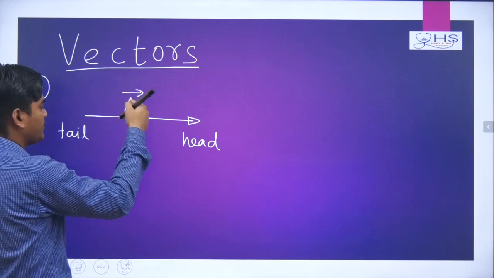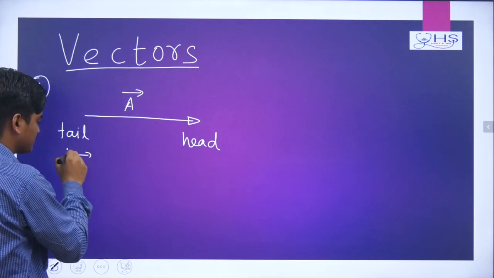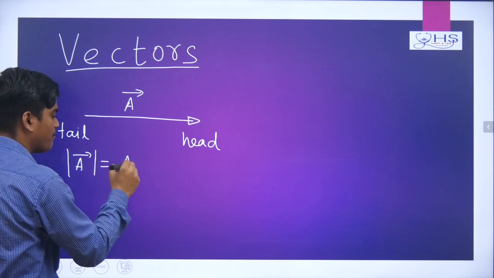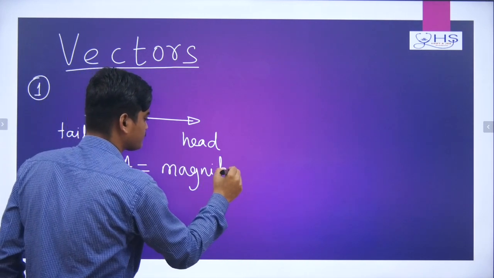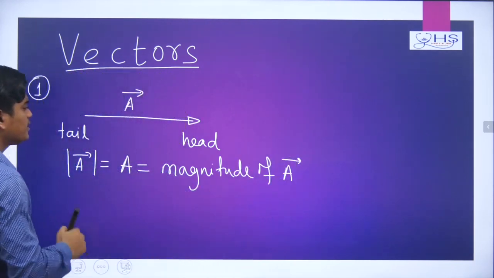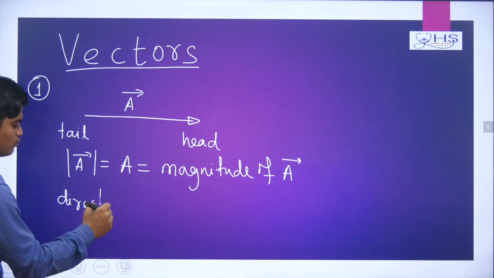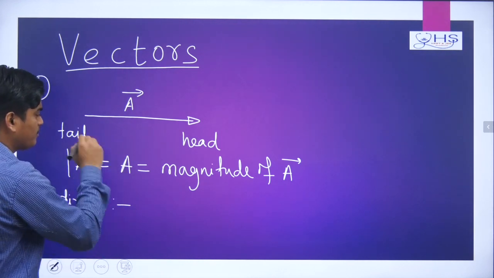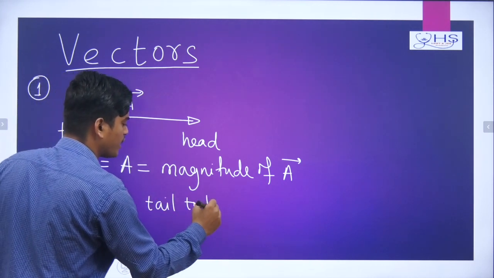Now here, if I take the length of this vector, that length is called the magnitude of the vector. Magnitude of a vector. And what is the direction? Direction is always from tail to head.